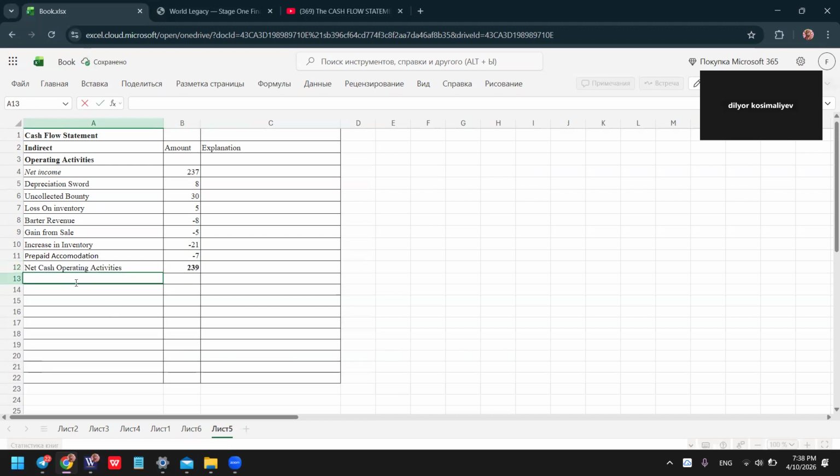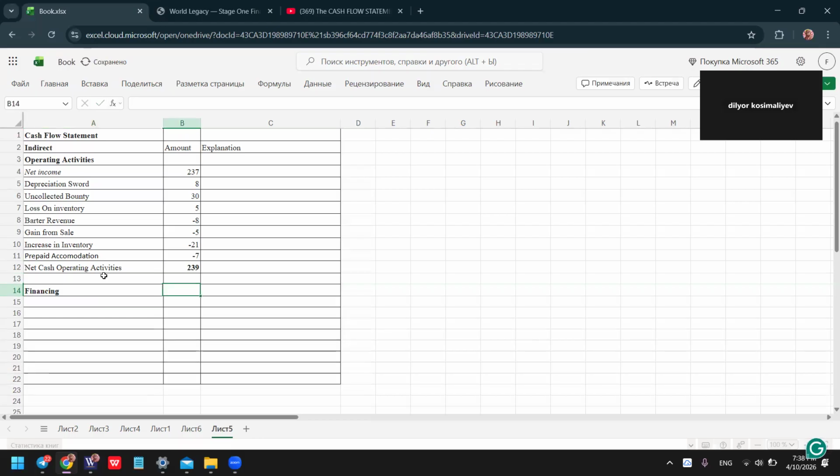So let's continue. And now we found net cash for operating activities. And this is the main difference using the indirect method. So for other activities, like financing and investing activities, we just count the cash inflow and cash outflow. So let's go ahead and just track it.